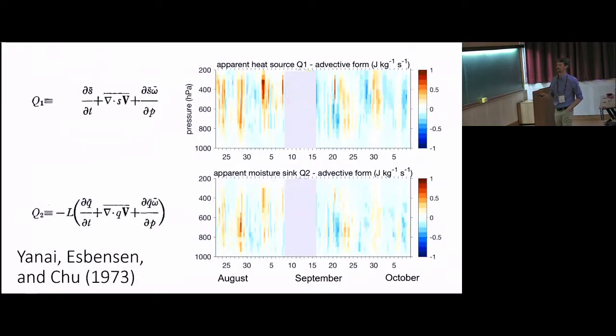And there's this method by Yanai, Esbensen, and Chu where we calculate the apparent heat source using dry static energy. S is the dry static energy, which is like the moist static energy, but without the latent heating. And then we compute the moisture sink, and these are in dynamic units of watts per meter squared. So these are the averages over the cruise.